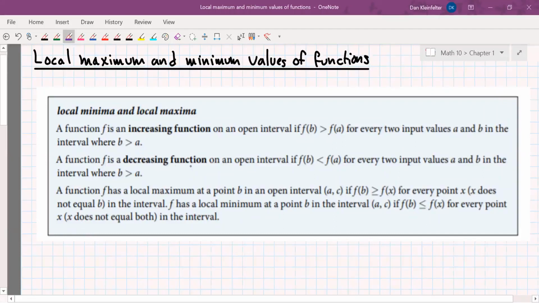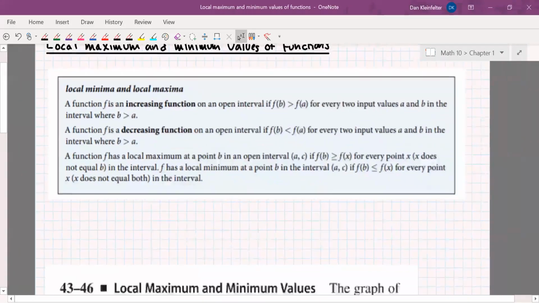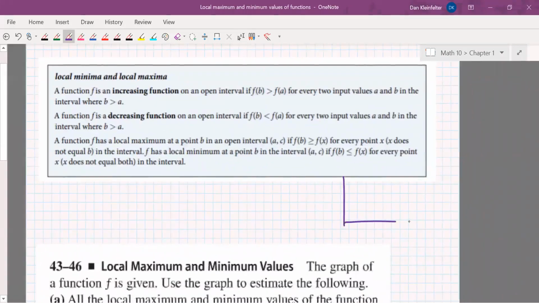It's decreasing if f of b is smaller than f of a, and b is bigger than a. So you might want to draw a picture for this. Let me start you with the picture. Try to think about what it means to you to have an increasing function. So that function is increasing, and both of these say b is bigger than a.